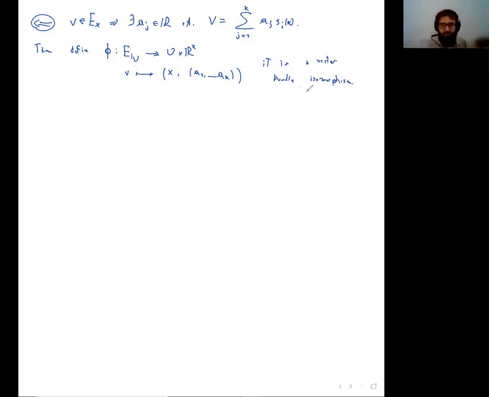You can check this because, of course, if you sum two vectors here, all you're doing is summing these a_j's. If you multiply by a scalar, all you're doing is multiplying these a_j's by a scalar. And everything varies nicely with the transition functions, because that's what we need for a bundle morphism. Simply because basically what you're doing is just a change of basis. So here you get the same change of basis.